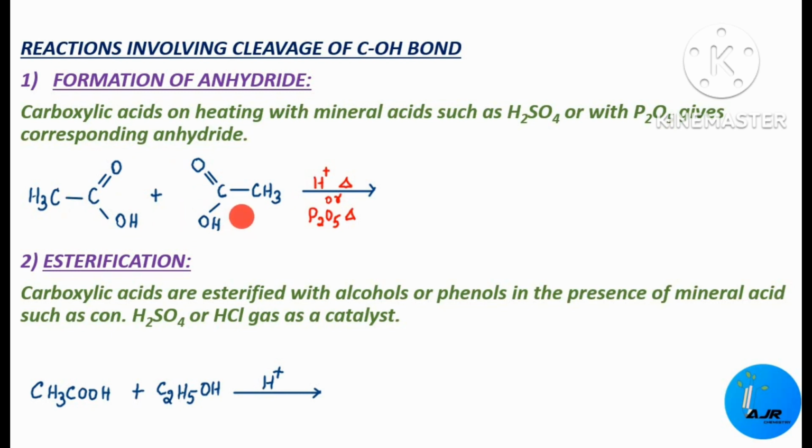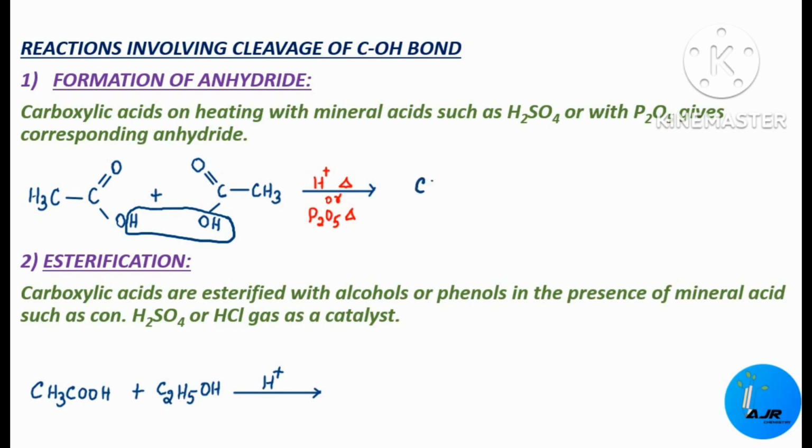CH3COOH. Two acetic acid molecules we have taken, and when it is heated with the mineral acid, either in the presence of sulfuric acid as mineral acid or in the presence of phosphorus pentoxide P2O5, we will get the anhydride. So anhydride means removal of water molecule. So water molecule is removed, and here we will be getting the anhydride.